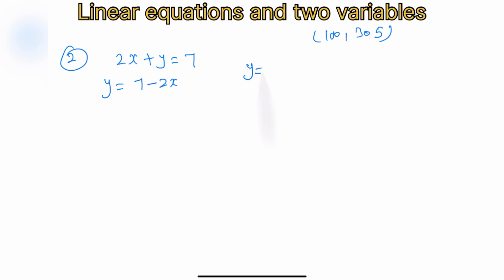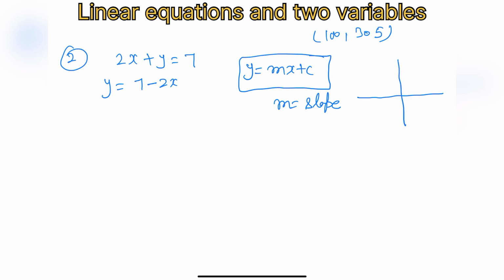Because we have a standard equation y is equal to mx plus c. This is a standard equation to find the solution of any equation, where m is the slope. m is considered to be the slope of the equation or the slope of the line. This is the equation of a line. We have these are the axes.